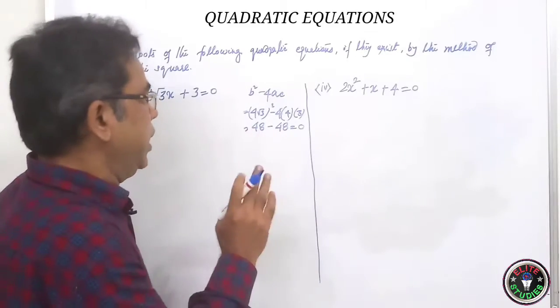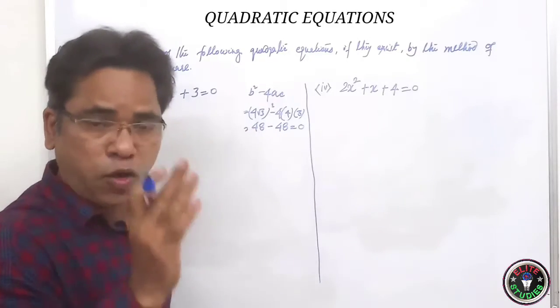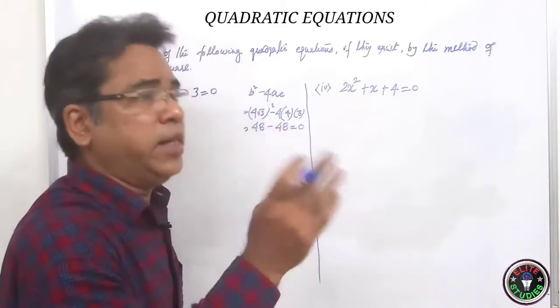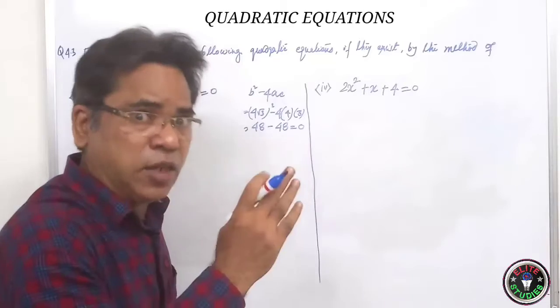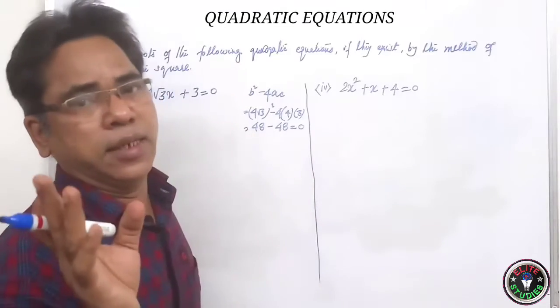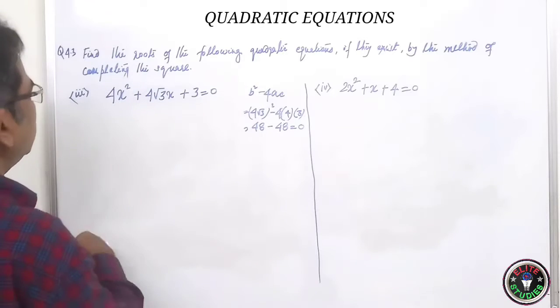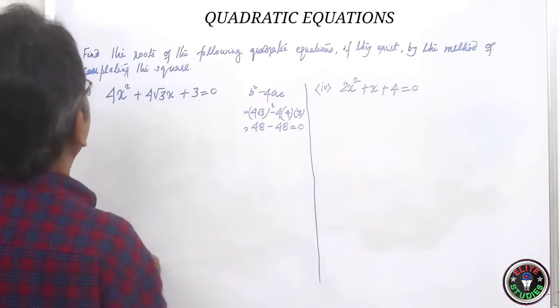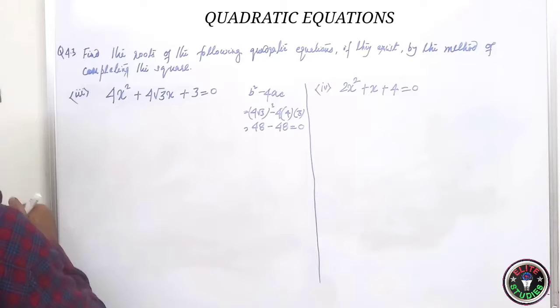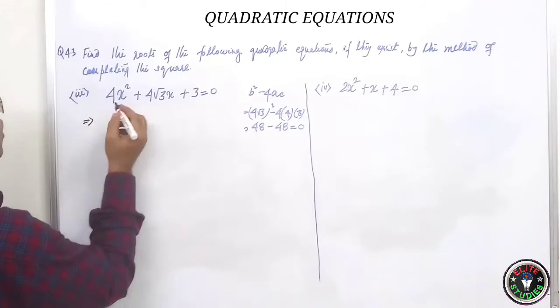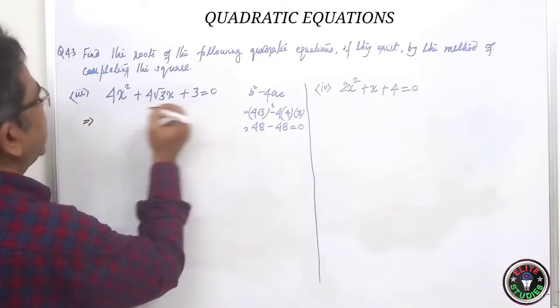I will again repeat, if b square minus 4ac is 0 or greater than 0, then root exists. But only when b square minus 4ac is less than 0, means if it is negative, then only the root does not exist. So root exists. Now let us find out how to do it. So again you see, the coefficient of x square is not 1. So we will make it 1. So divide both LHS and RHS by 4.